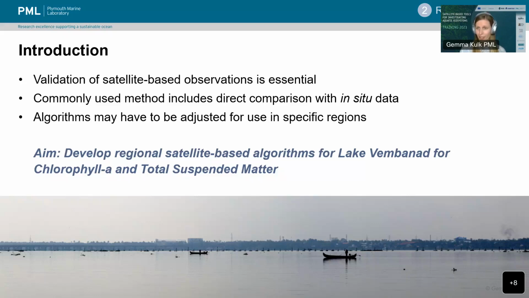During the first case study, I mentioned that not all of the existing satellite retrieval algorithms that we use to study water quality in Lake Vembanad performed as expected. In this case study, we therefore developed regional algorithms for chlorophyll A and total suspended matter. We follow a slightly different approach than the commonly used method that I just referred to, because if you remember, we had very little in situ data available for match-up.